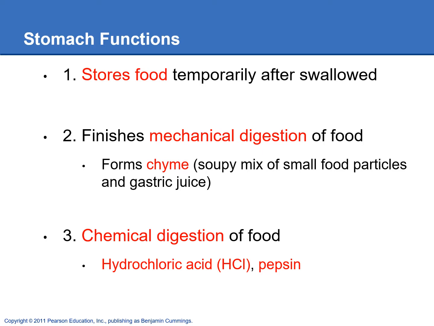The stomach has several functions. It will store the food temporarily, and it's also going to finish the mechanical digestion as the stomach churns. It'll further break up the food into smaller pieces. And this is where we're going to form chyme, which is kind of a soupy mix of the food particles and the gastric juice. We're also going to chemically digest the proteins starting in the stomach. So we'll use the help of hydrochloric acid or stomach acid, which will denature the proteins or unfold them. And then pepsin will start breaking the proteins down into smaller pieces.